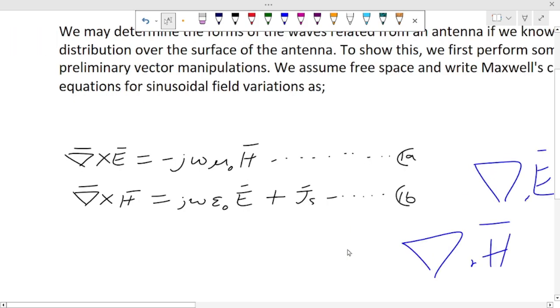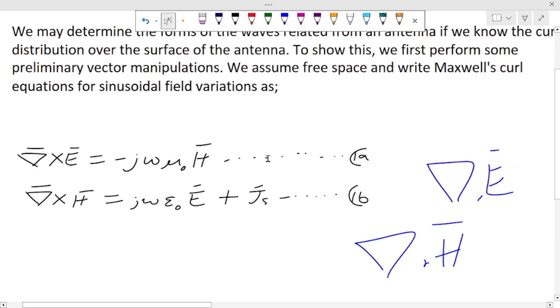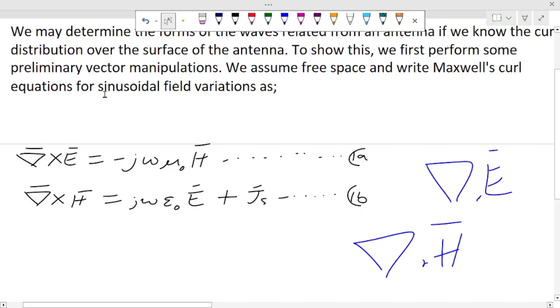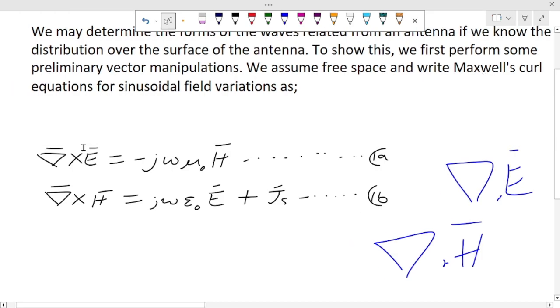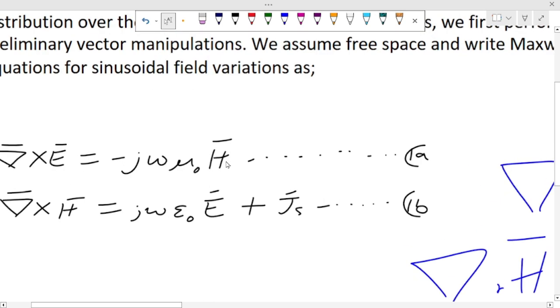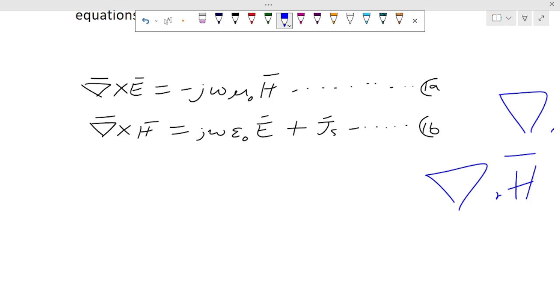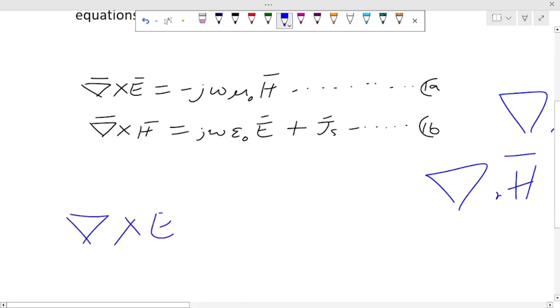All right, now we are picking these two equations, Maxwell's curl equations. Now look at it. When you look at this equation, the curl of an electric field gives us a changing magnetic field. This is exactly what we are supposed to write.